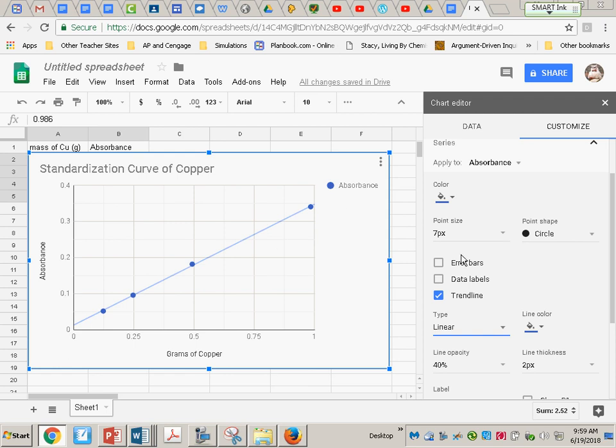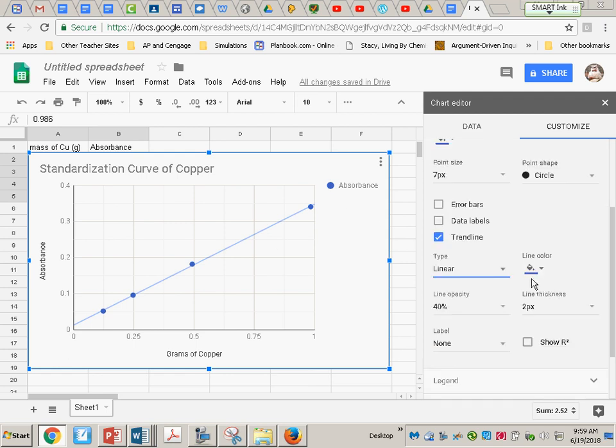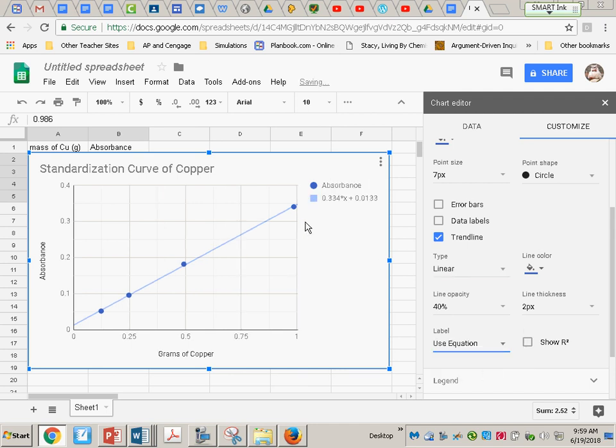So now we have a line of best fit that connects everything, which is great. But don't we want to actually know the equation for that line so that then we can interpolate data from it? Because that's the whole point of this lab, right? Make this standardization curve and then use the curve to get information about the brass. So that's going to be under where it says label. You're going to change it from none to use equation. And then, oh, look right there, right on the graph, suddenly you have an equation for the trend line.